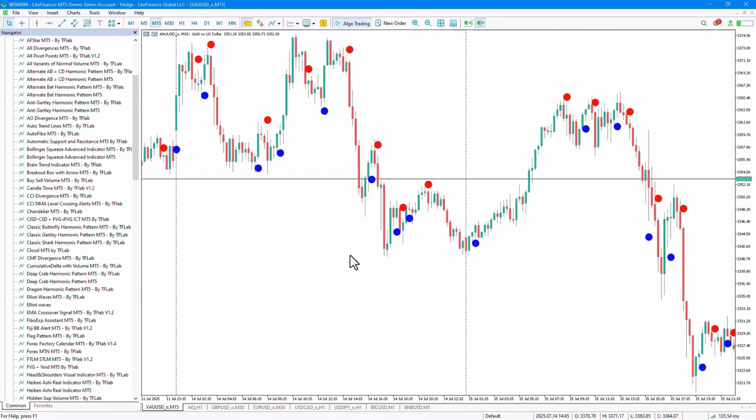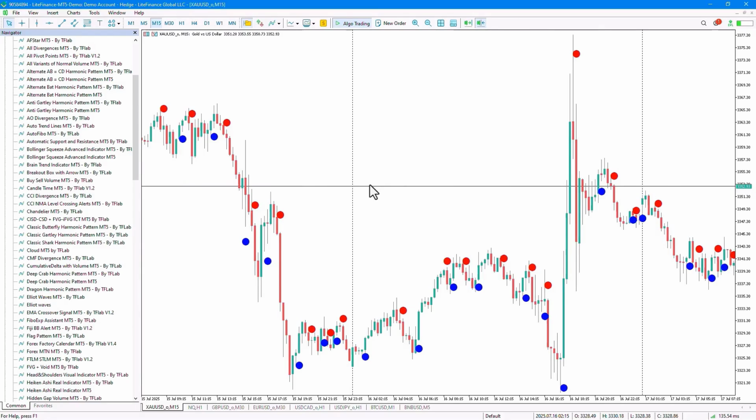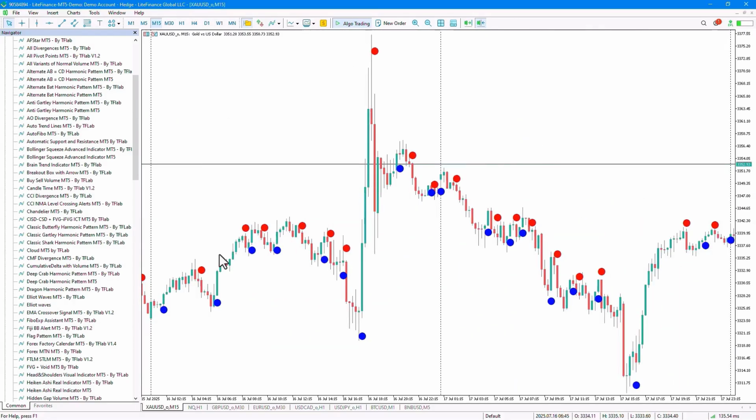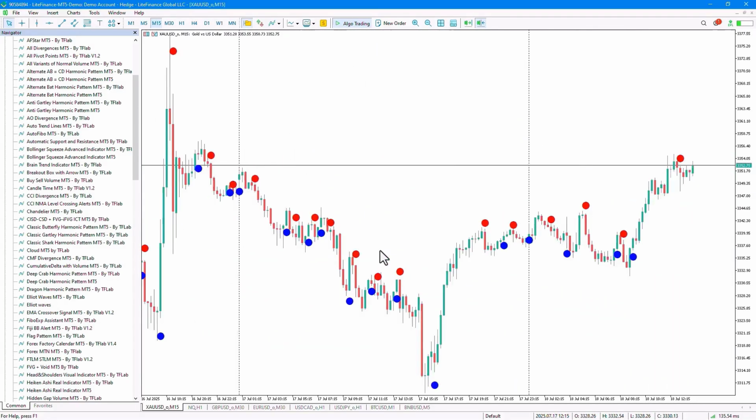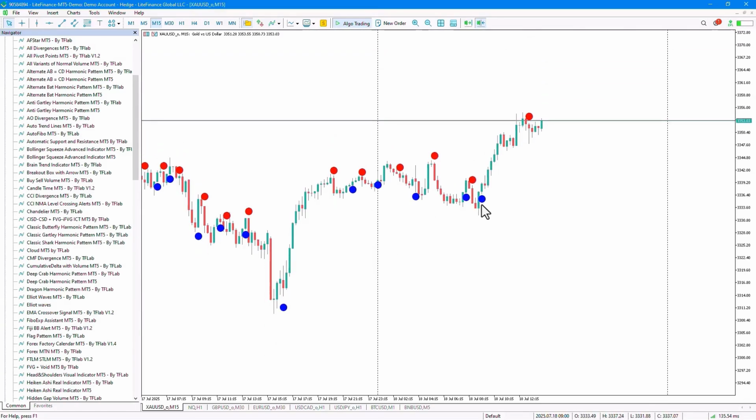blue dots, and for identifying bearish trends, where we can spot the start of a downtrend in the market with red dots. Additionally, this indicator allows traders to use these points to identify support and resistance zones, and based on them, enter buy or sell trades in the market.